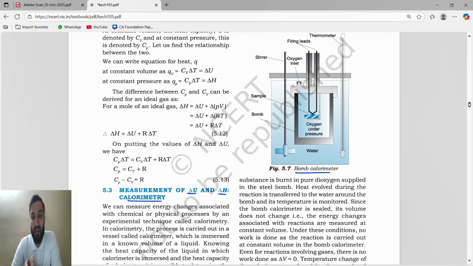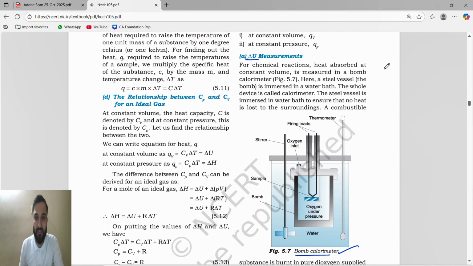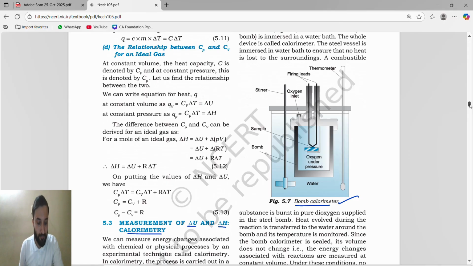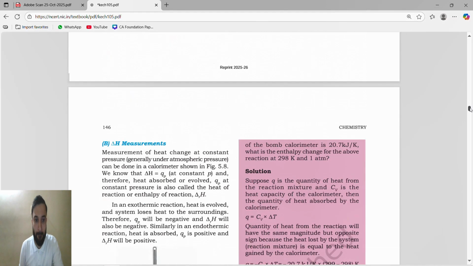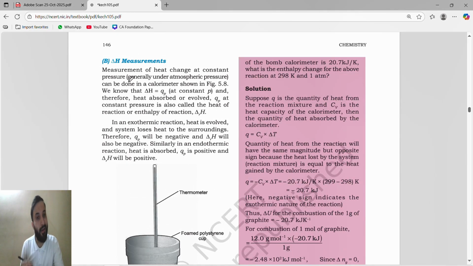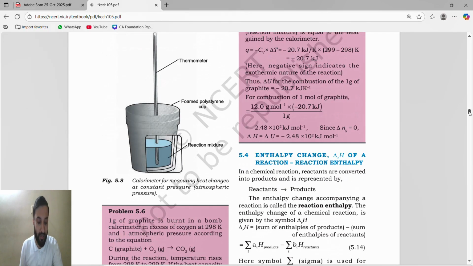You can say there are maximum chances that they can ask this measurement of delta U. So remember, we have to remember the process. If they say the measurement of delta U, it is by bomb calorimeter. Delta U measurement, that method is called the bomb calorimeter. Next, in today's class we are going to continue with the measurement of delta H. So delta H measurement is the coffee cup calorimeter.